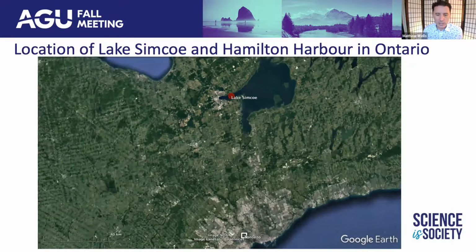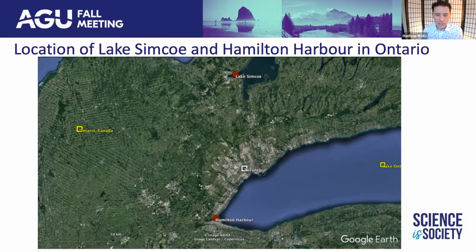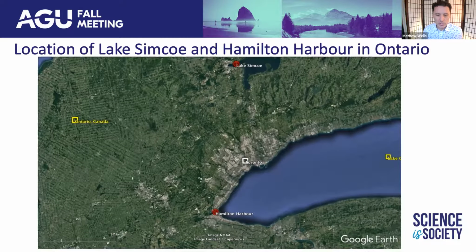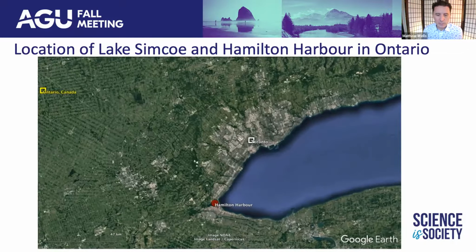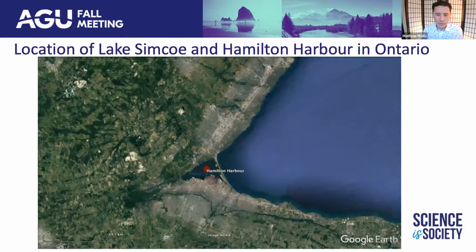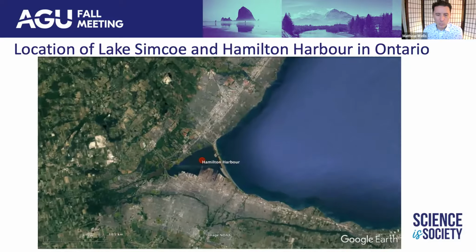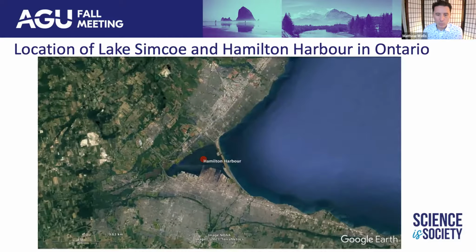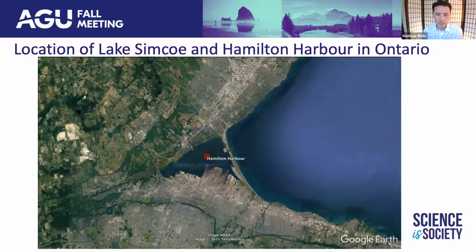The other region of study is Hamilton Harbour, which is an industrial harbour. It's had a legacy of pollution. There's no oxygen in the bottom of the harbour. We would like to know what fish can survive and thrive in the warm upper waters of the bay.